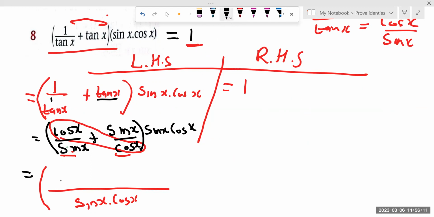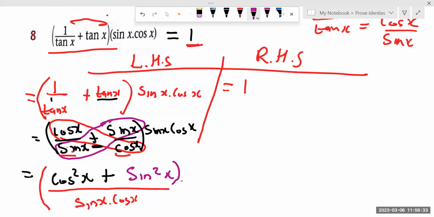For that one, we are going to get cos squared x. Then there is this plus again, so we put plus in. And then from here onwards, these two are going to go together. What is going to be sine x multiplied by sine x? So you have sine squared x, close bracket. Then outside you still have your sine x multiplied by the cos x.